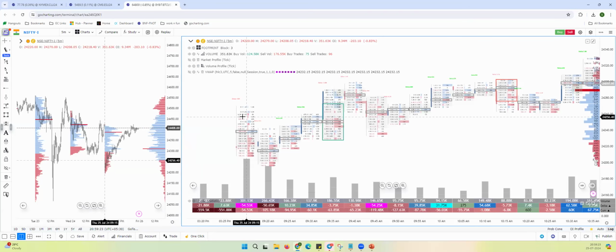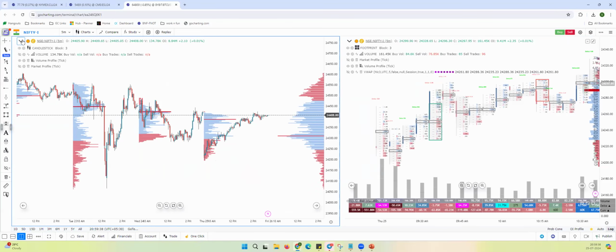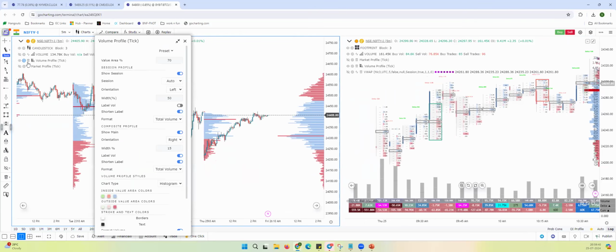Chaitanya will cover the options topic on some other day. Maybe it will be a big topic on its own, but we'll cover it. Enabling cumulative volume: two things I want to talk about quickly before I wrap up. For cumulative volume, go to the volume profile, and there's an option for composite profile. If you put it on, you see the composite profile on the right side.